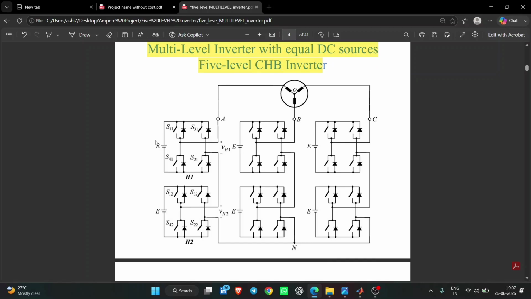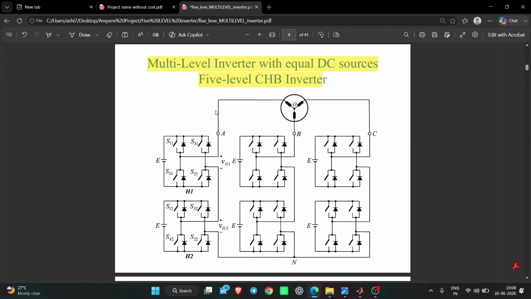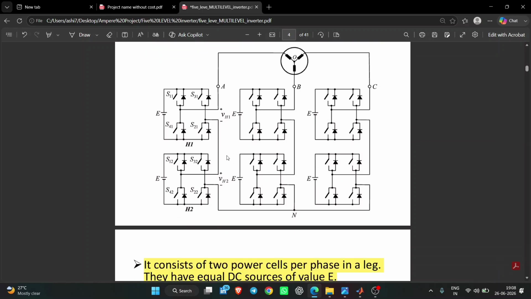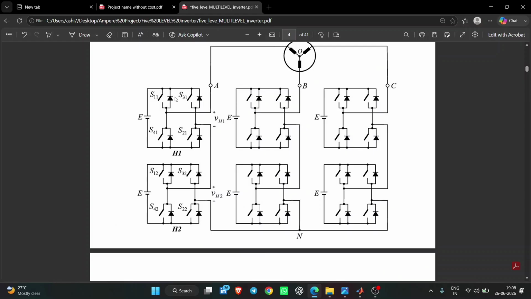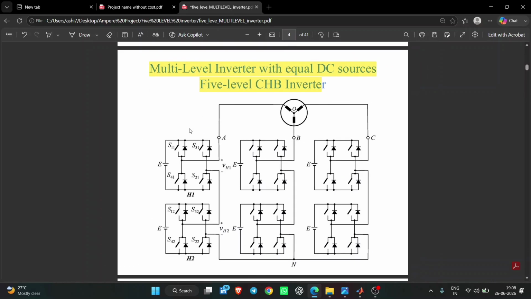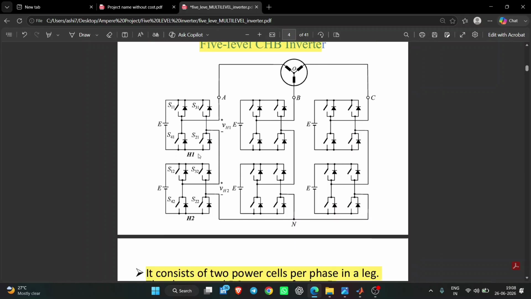Here E is a DC source, and this is a cell. Each one is an H bridge, so the total is 6 H bridges. Each leg, meaning each phase, carries 2 H bridges. So this is a 3-phase multi-level inverter: A phase, B phase, C phase, each phase carrying 2 H bridges, H1, H2, H3, H4 and so on. Remember these switch names: S11, S31, S41, S21. I will also explain the switching table so you will be able to understand it.